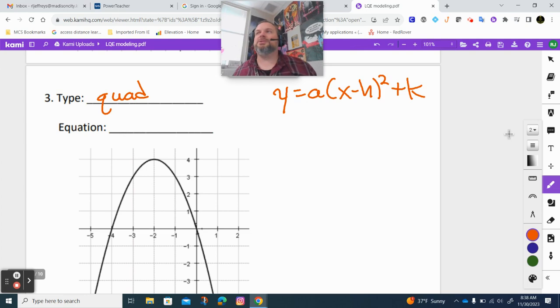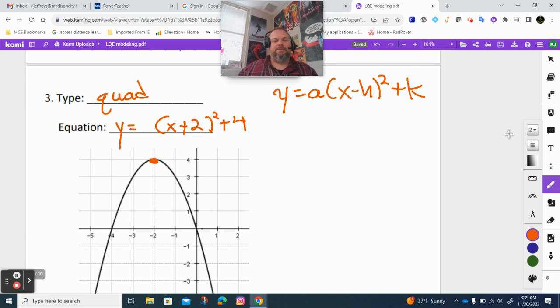So remember, this is the equation that we learned yesterday. The easiest thing to find is going to be the h and the k. This is the vertex. So this looks like I went over to the left 2. So negative 2. So if I plug in a negative, I change this to a positive. I went up 4.